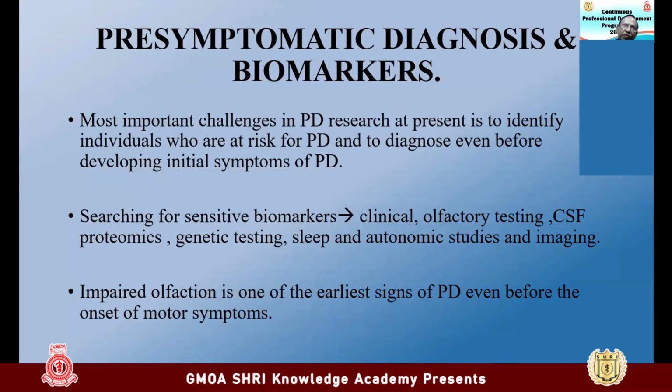Unfortunately, we haven't found one. As you know, if I give an example, in diabetic patients there is a pre-diabetic stage, which you can see with blood sugars and other tests. But here they have tried so many biomarkers: clinical biomarkers, olfactory testing, genetic testing, CSF biomarkers. But unfortunately, so far, we haven't found any test. But there is some promising evidence. Impaired olfaction is one of the earliest signs of Parkinson's disease. They are trying to develop a lot of tests on that, but nothing is validated so far. So the message here is that there is no tool or investigation to diagnose at the pre-symptomatic stage at the moment.